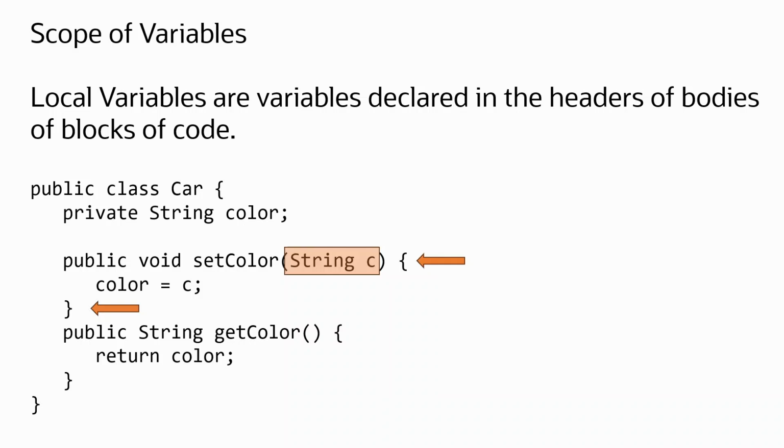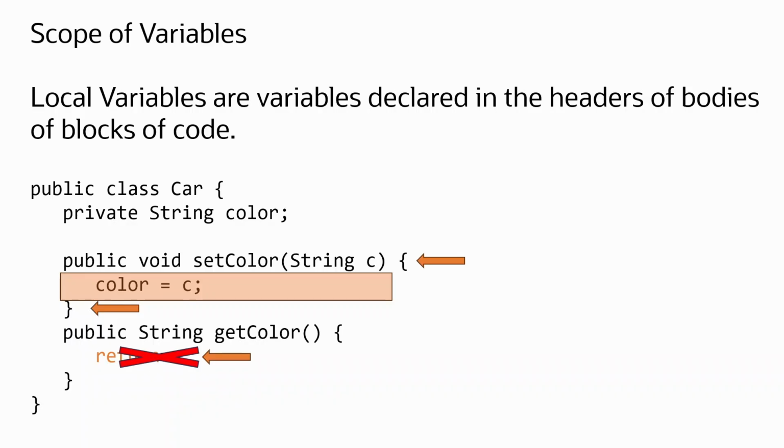We have another local variable, c, that exists for the setColor method itself. It only can be used within the body of setColor. If we were to try to access it within getColor, for example, we'll get an error.